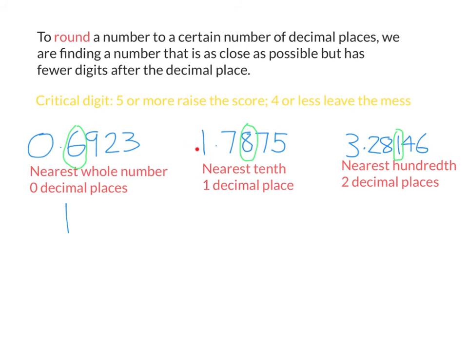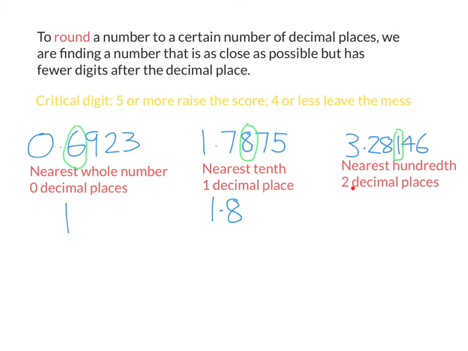If I want to round this here to 1 decimal place, note that's the same as rounding to the nearest tenth, because the first column after the decimal point is the tenths column. It goes tenths, hundredths, thousandths, 10,000ths. So I'm going to find the closest number to this that only has 1 digit after the decimal place. So my critical digit is 5 or more, so I'm going to go to the previous one and raise it by 1. So to the nearest tenth, it's 1.8. 1.8 is the closest number to this that has only 1 decimal point. So let's now look at this last example.